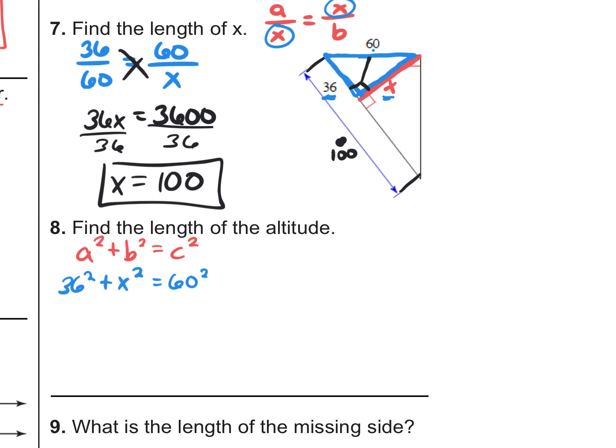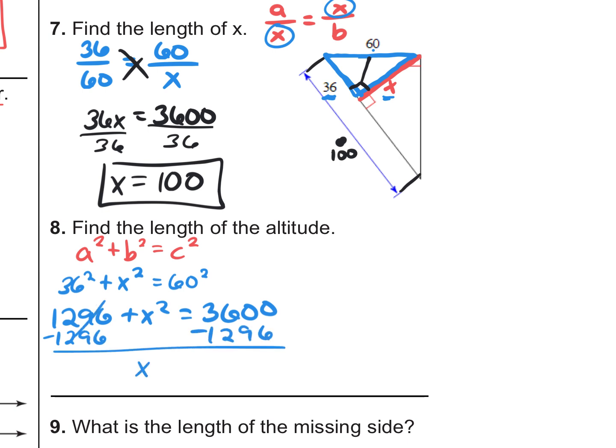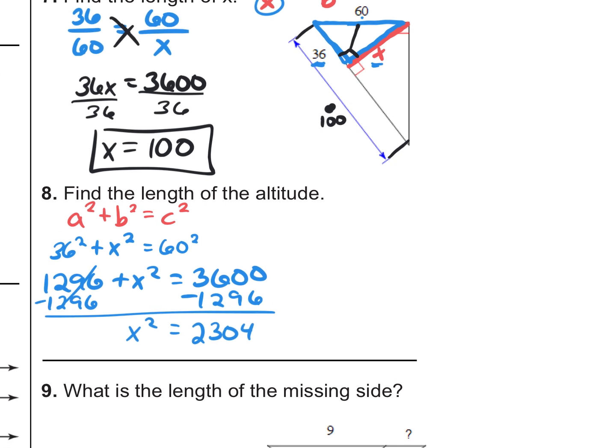36 squared is 1,296 plus X squared equals 3,600. How do I solve from here? Subtract by 1,296. Yep. So I get X squared equals 2,304. Last step. Yep, take the square root. So we get X equals 48. So you can use Pythagorean theorem, or again, you can do geometric mean.